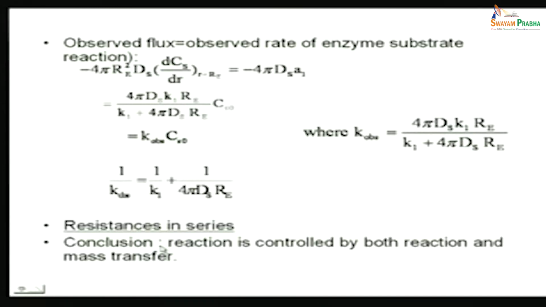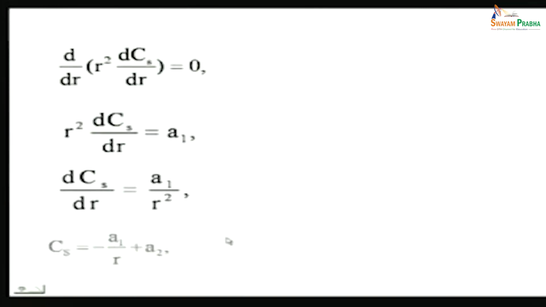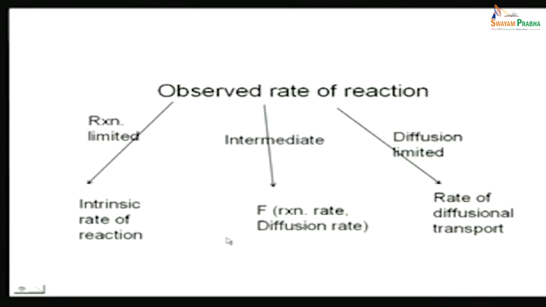Now, so this is reaction controlled. So, this is an intermediate. Let me go back to that slide. Here. The observed rate of reaction we decided could be the same as the intrinsic rate of reaction if the system is reaction limited, could be the same as the rate of diffusional transport if the system is diffusion limited, and could be intermediate, that is depending both on reaction rate and diffusional rate, if it is in the intermediate regime.